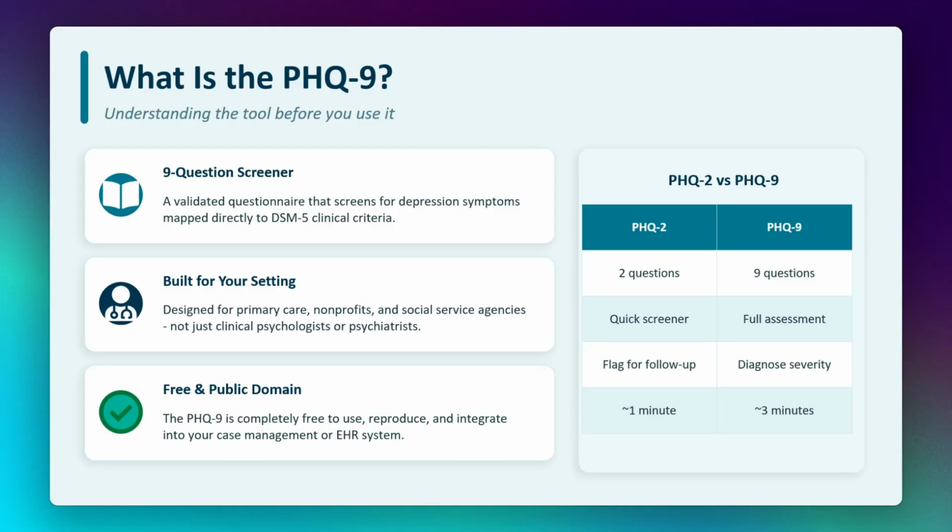The PHQ-2 is meant for a wider audience as a quick screener to see if someone might flag for potential depression. The PHQ-9 has more questions to dig deeper into what a person may be going through. The PHQ-2 flags for follow-up, that follow-up being the PHQ-9 in many cases. The PHQ-9 will help diagnose the severity of depression symptoms. And then, of course, the timing. 2 questions usually takes less than a minute. The 9 questions, less than 3.